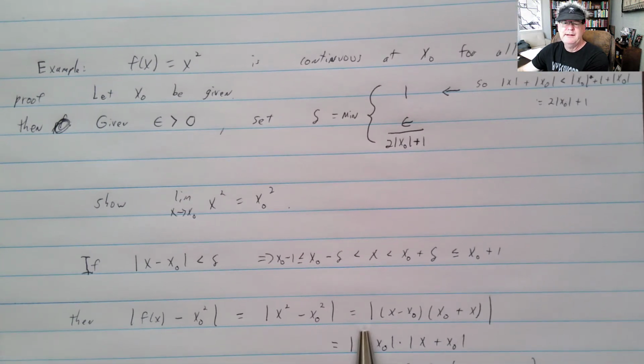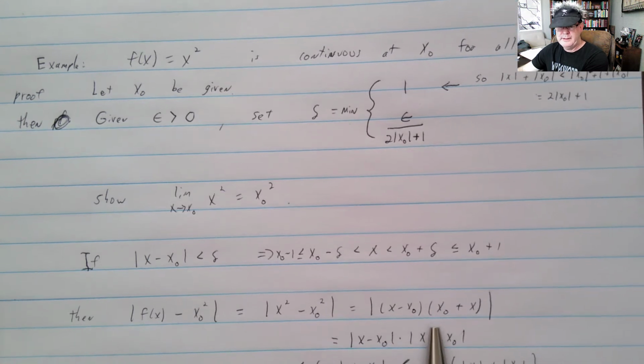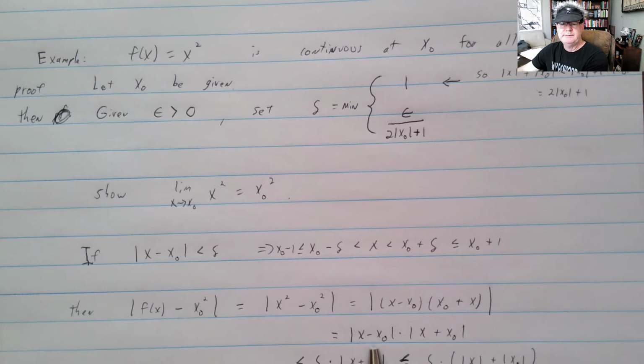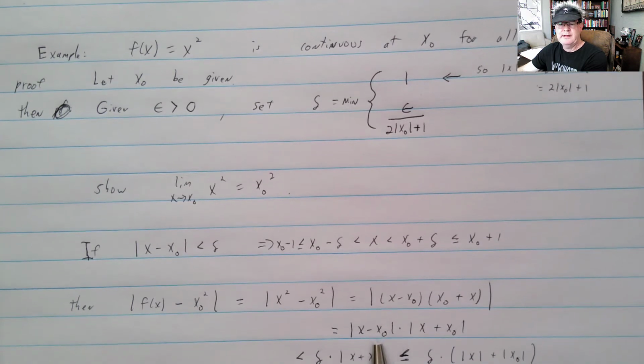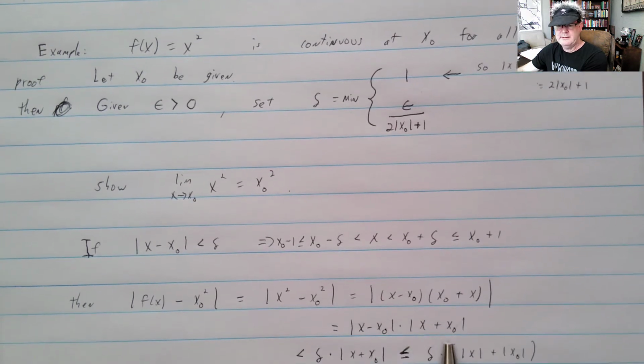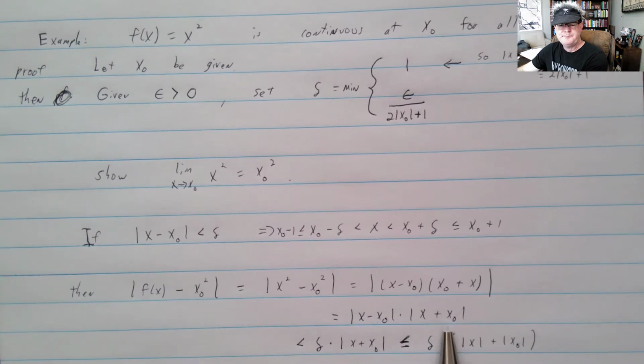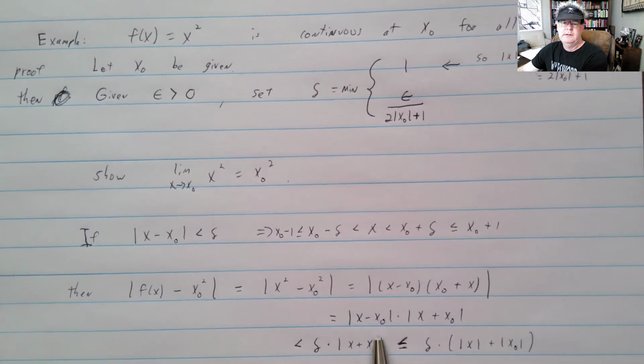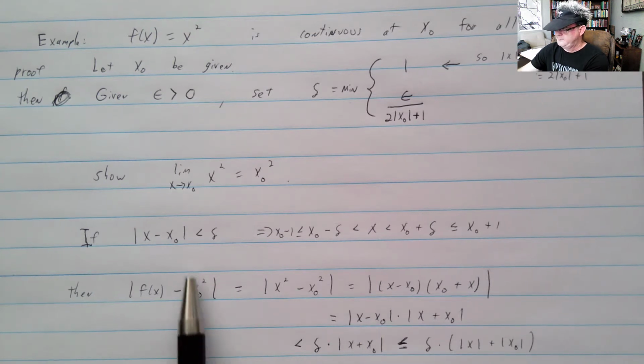But anyway, it's the absolute value of this factor here, and the absolute value of a product is the product of the absolute values. So that's the absolute value of x minus x naught times the absolute value of x plus x naught. I wrote it back in the right order here. And now I'm only looking at x's within delta of x naught. So x minus x naught in absolute value is less than delta. So if x minus x naught is less than delta, then this product is less than delta times this.